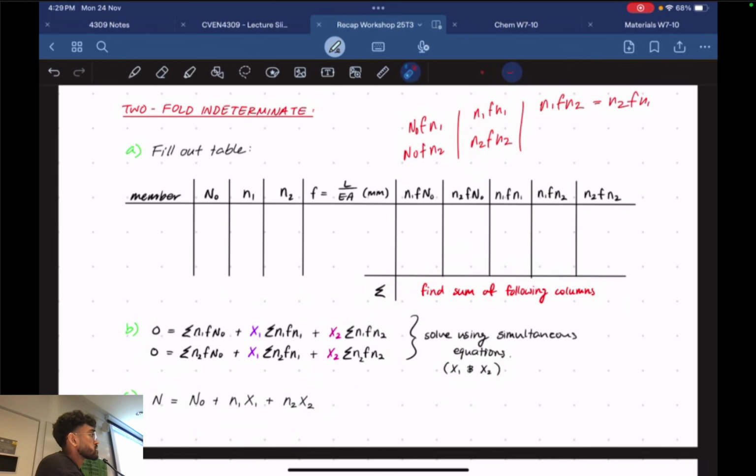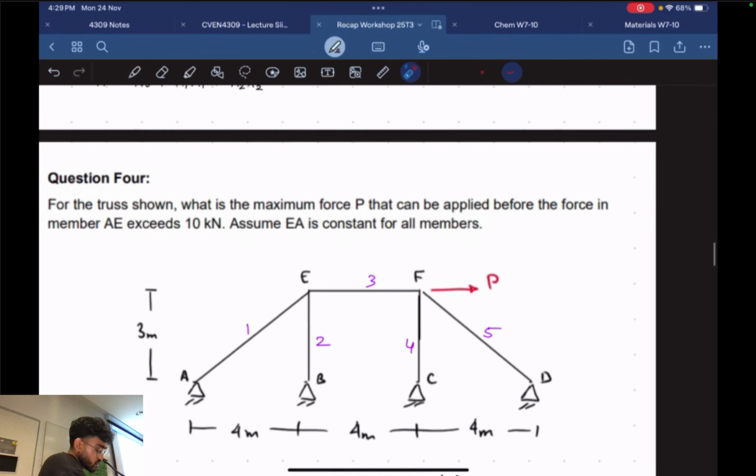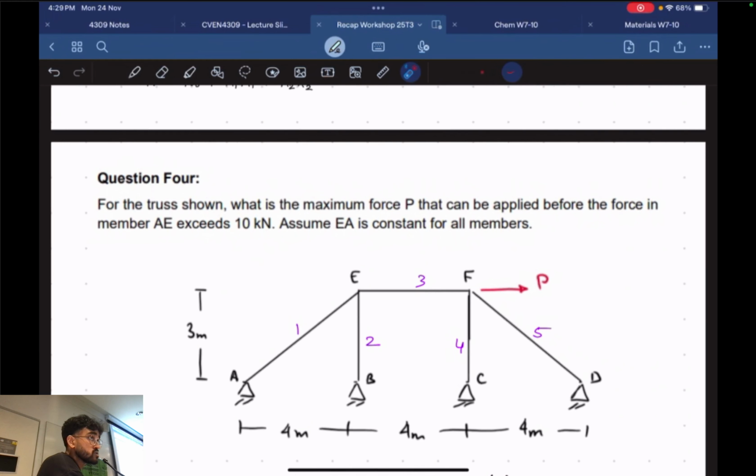Nah. Cool. So, this question here, I'm pretty sure this one doesn't have solutions. Correct? Is that right? This one doesn't have a solution? Question 4. Yeah, okay, beautiful. So I'll go through this one.